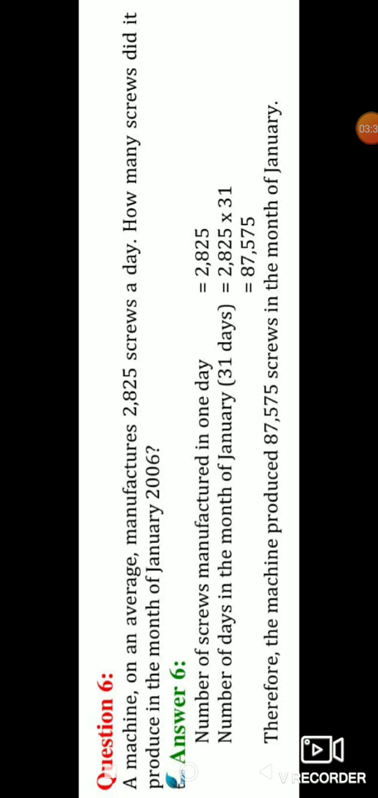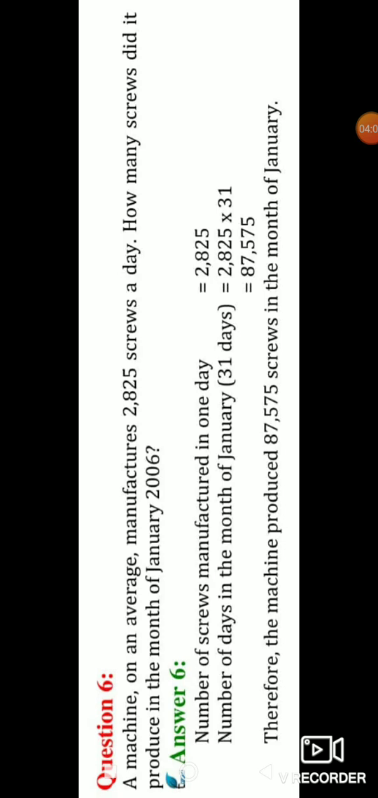If you multiply 2825 with 31, you will get 87,575. Therefore the machine produced 87,575 screws in the month of January.